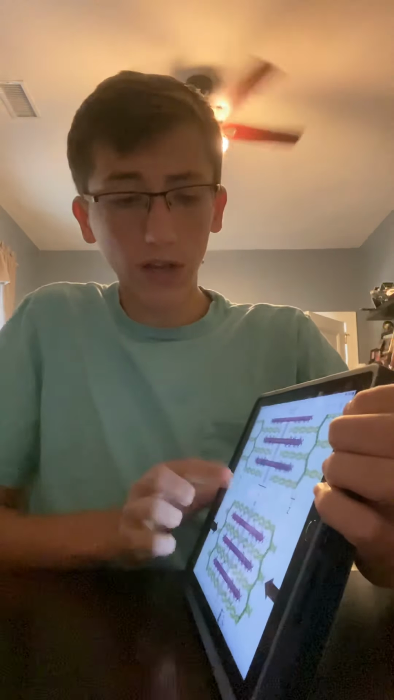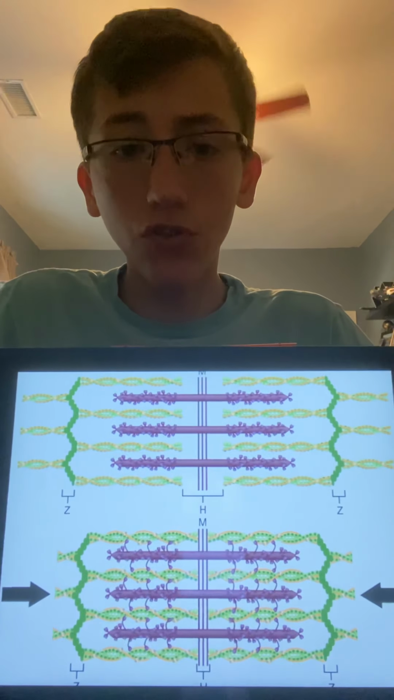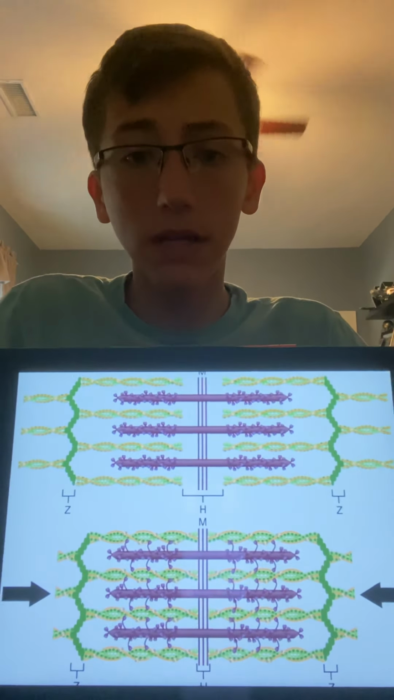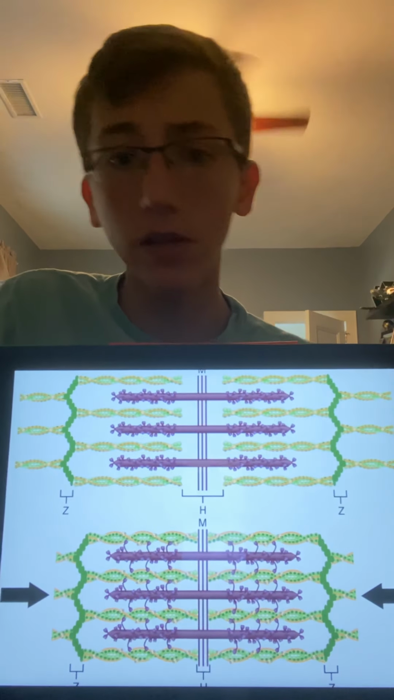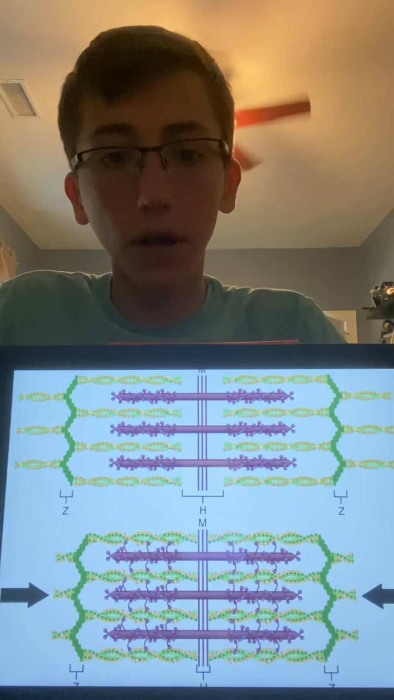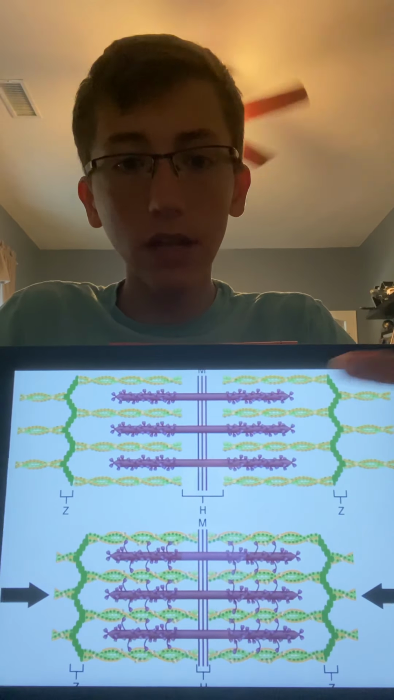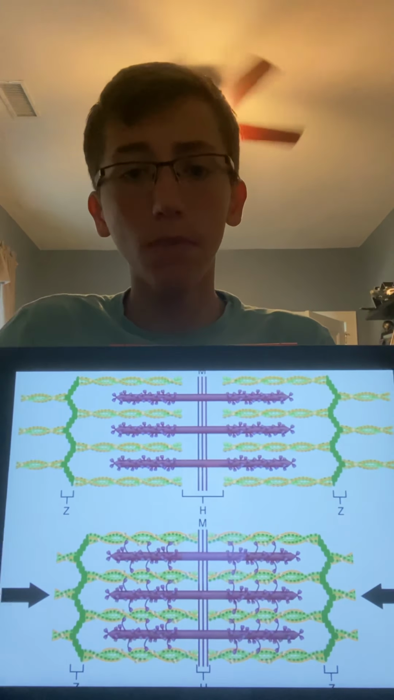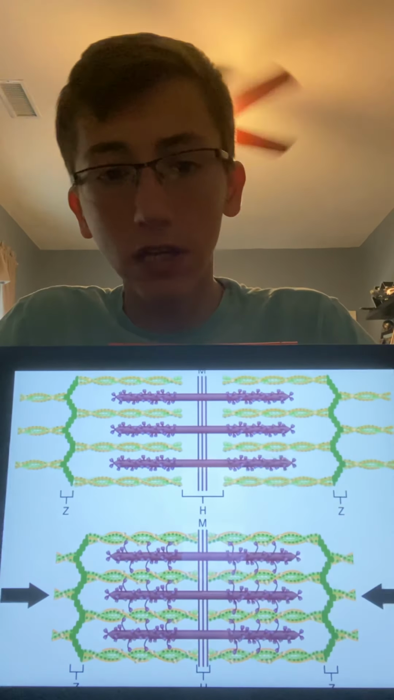And here's a wider scale photo of that. On top is before the power stroke and cross bridge, and the bottom is during a muscle contraction. On the top, you can see the purple is the thick filament with myosin heads coming off of it, and the yellow and green is the actin and tropomyosin, and that middle line is the center of the sarcomere with the Z-discs right here.